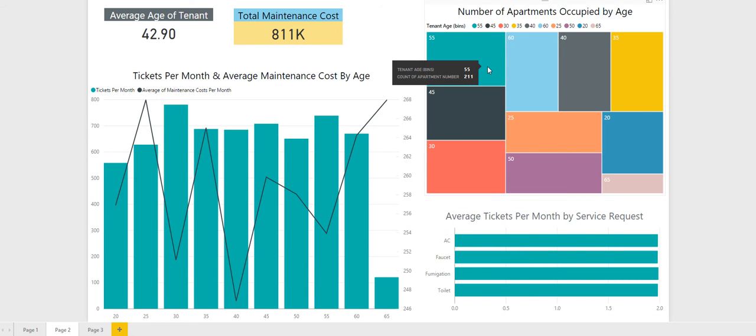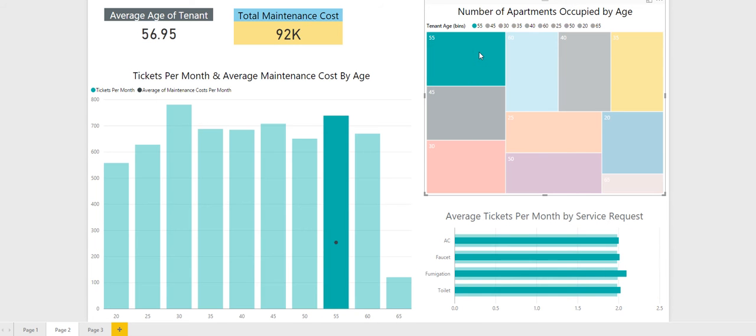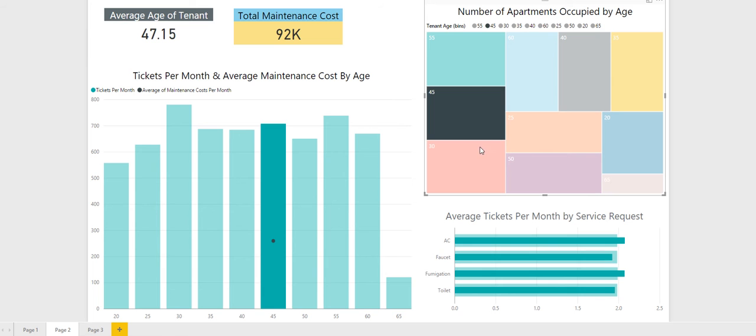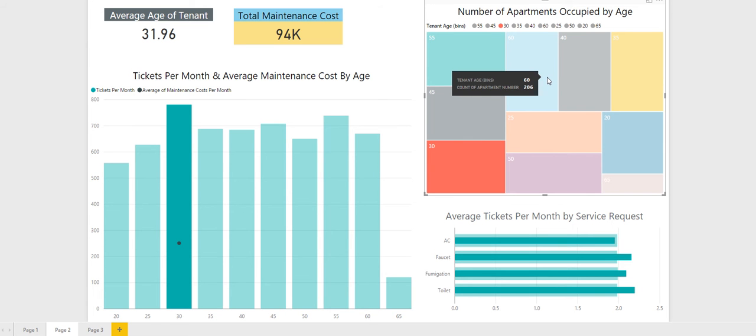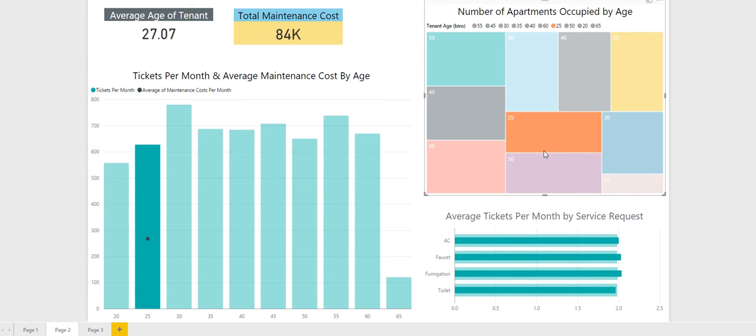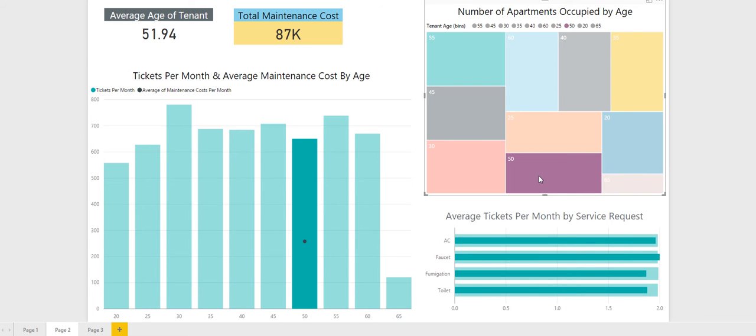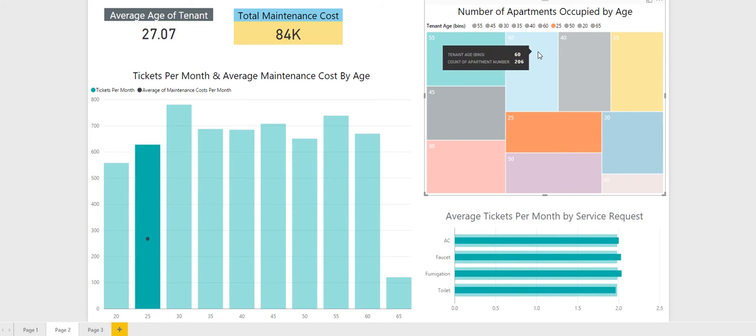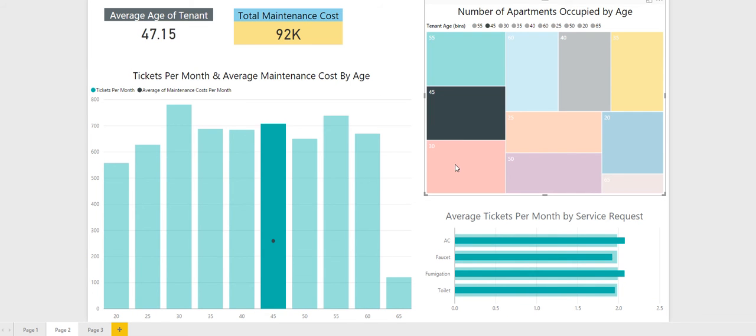But now let's see how they're divided by age. So 55 to 59, again, they're even. 45, even again. Here, there's a little bit more on the faucet and toilet, but it's not enough. 60, still similar. 25, 50. Aha. So you see how people between the ages of 50 and 59 actually put in more tickets on average per month compared to all the others we've seen so far. That's something interesting.